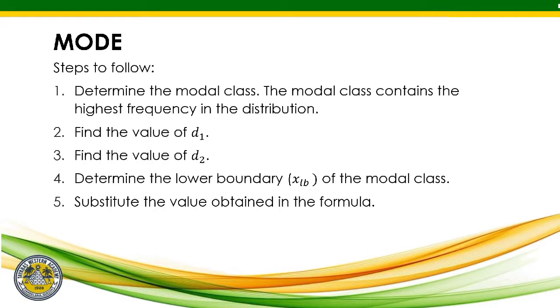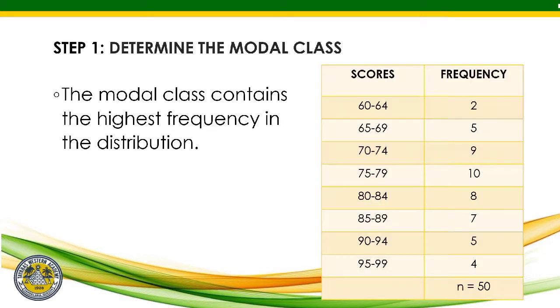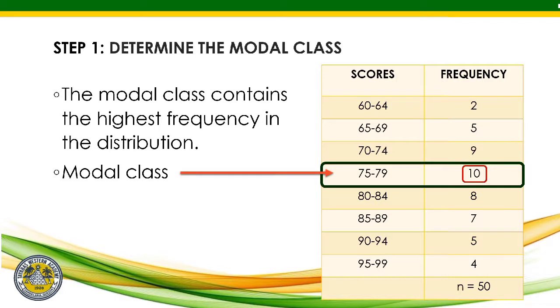These are the steps to follow in finding the mode. The first one is to determine the modal class. The modal class contains the highest frequency in the distribution. Then find the value of d sub 1. Third, find the value of d sub 2. Then determine the lower class boundary of the modal class, and then substitute the values obtained in the formula. Let us have this given. What is the class that contains the highest frequency? Of course, we have 10. So you have the modal class as 75 to 79.